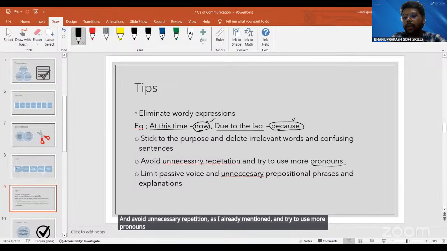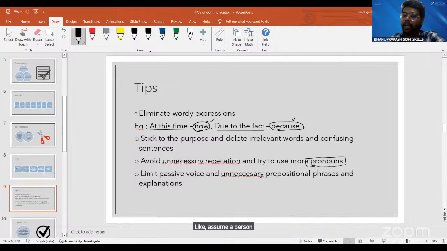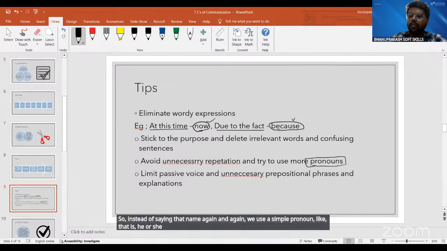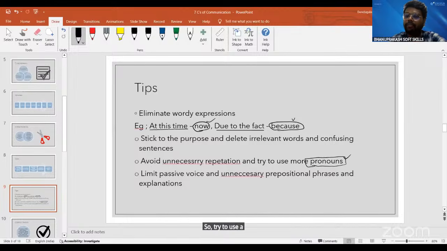What is the purpose of these pronouns? You might know what a pronoun means, right? Anything we use instead of a noun is nothing but a pronoun. Assume a person's name is very big, a combination of 5 to 6 words. So instead of saying that name again and again, we use a simple pronoun, that is he or she. So try to use a lot of pronouns so that it will not be complicated and will be easy to understand.